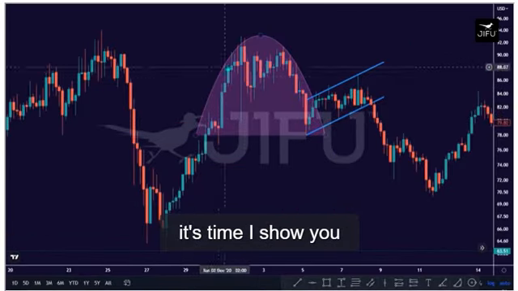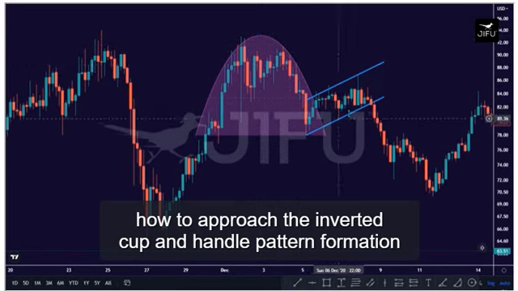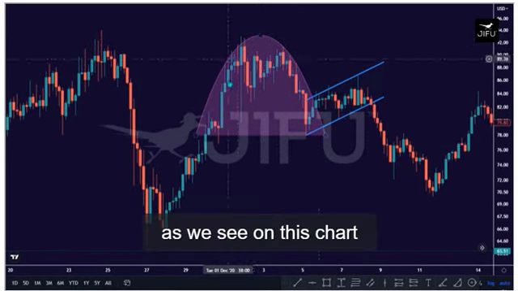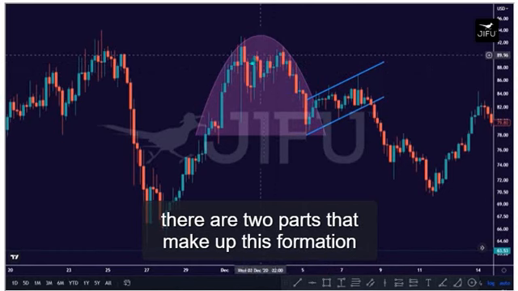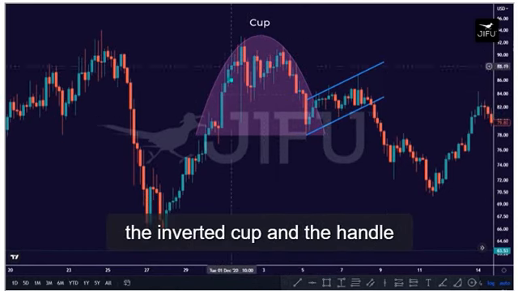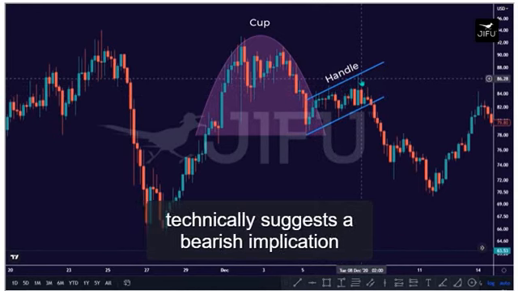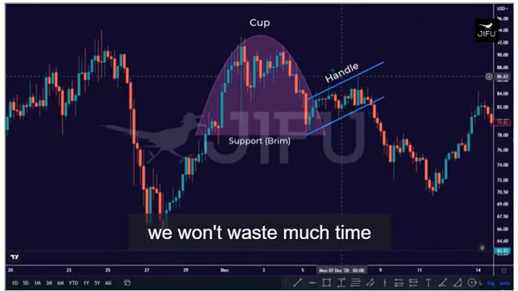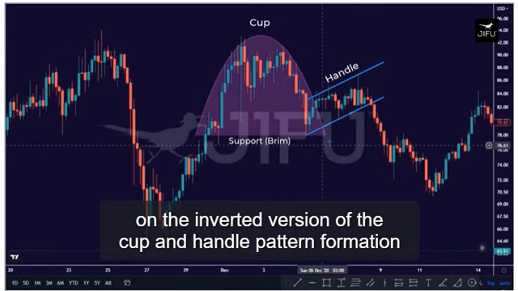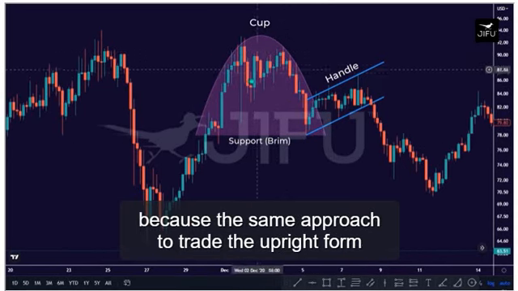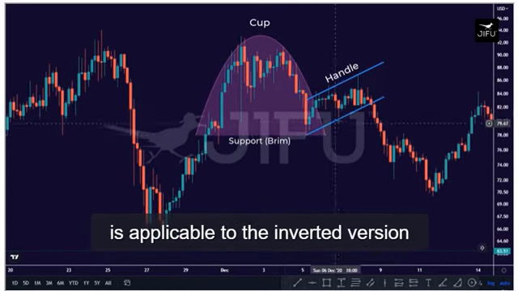It's time I show you how to approach the inverted cup and handle pattern formation. As we see on this chart, there are two parts that make up this formation, and they are the inverted cup and the handle. The inverted cup and handle pattern formation technically suggests a bearish implication. We won't waste much time on the inverted version of the cup and handle pattern formation because the same approach to trade the upright form is applicable to the inverted version.